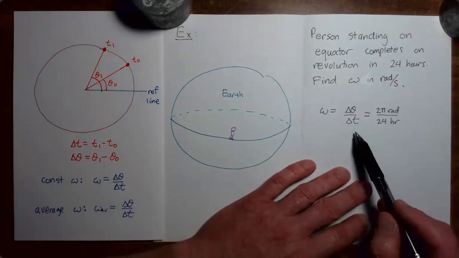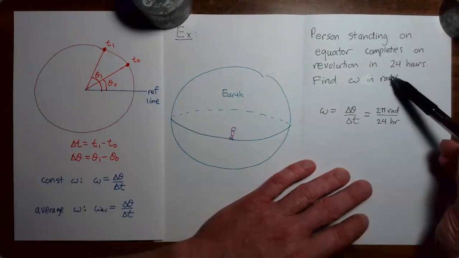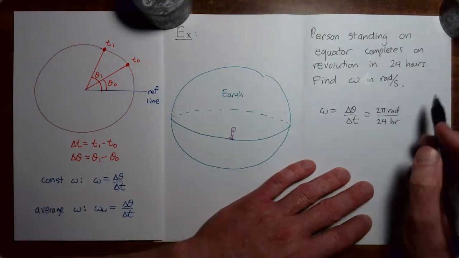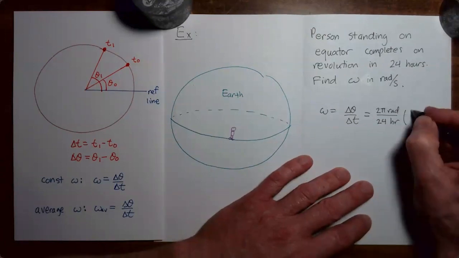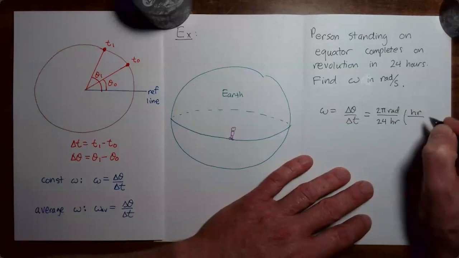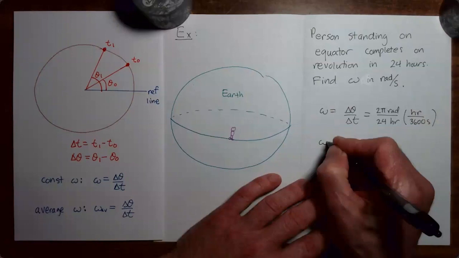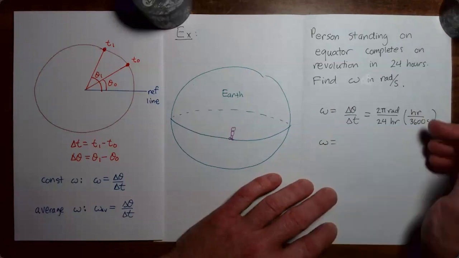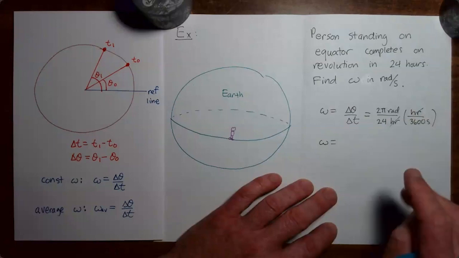We're almost there. The question asks us to find the angular velocity in units of radians per second. Here we have radians per hour, so let's just use a conversion factor. An hour is equal to 3,600 seconds. So we have hours cancels hours, leaving units of radians per second.